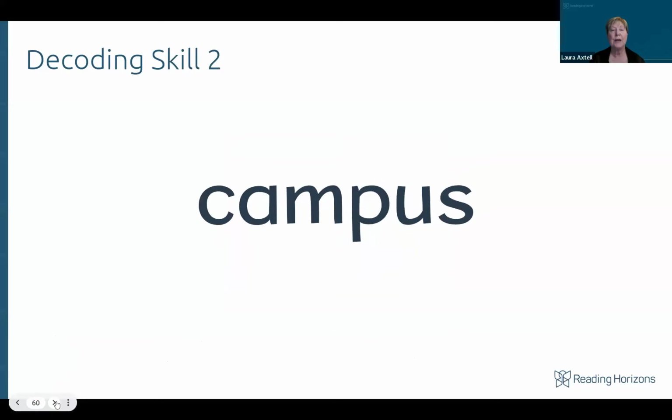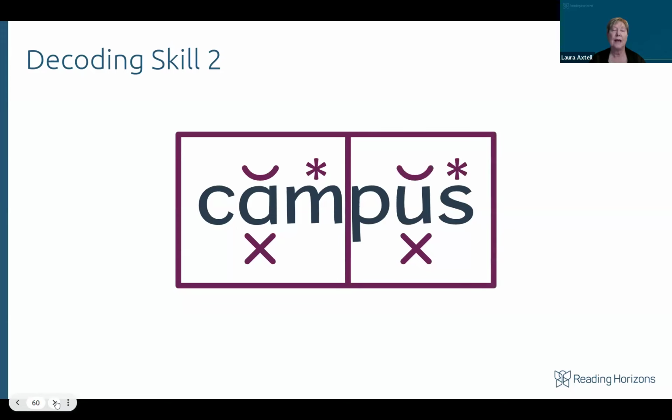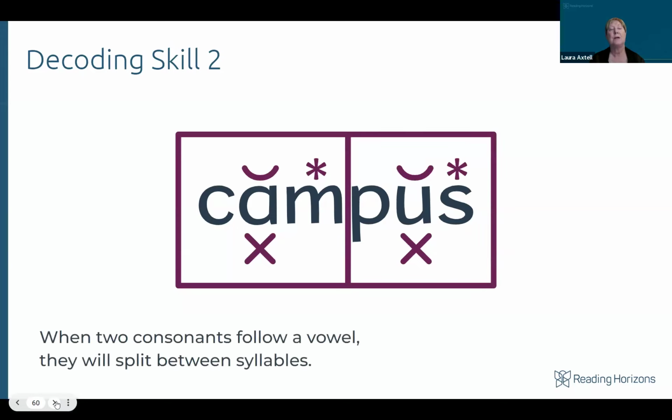Decoding skill 2 is we look between our 2 vowels and we see there are 2 consonants, but they're not connected like a blend or a digraph. So they're going to split. And then again, we just apply those single syllable patterns. 1 consonant makes the vowel short, 1 consonant makes the vowel short, and the word is campus. And students move from 1 syllable to 2 syllable words.